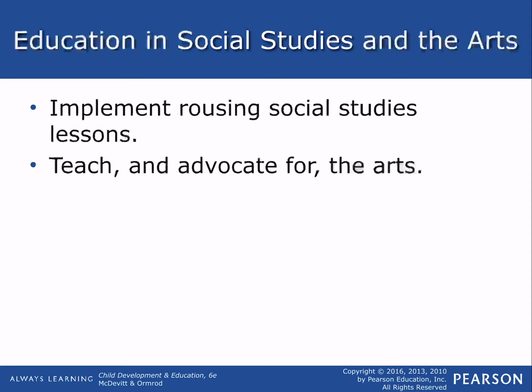So implement rousing social studies lessons, teach and advocate for the arts, integrate art into your lessons, and integrate art into language and science, and draw the volcano, right? That's integrating art. That integrates science and art. So integrate these things and use all of them in your classroom. And that will help. Like if you have a kid who's really into art, but really doesn't like volcanoes, and you're studying volcanoes, if they can do art around volcanoes, they're going to have more of an interest in it.